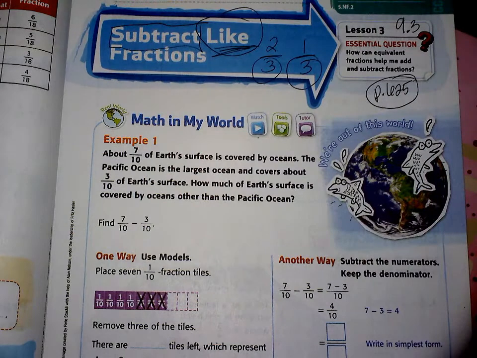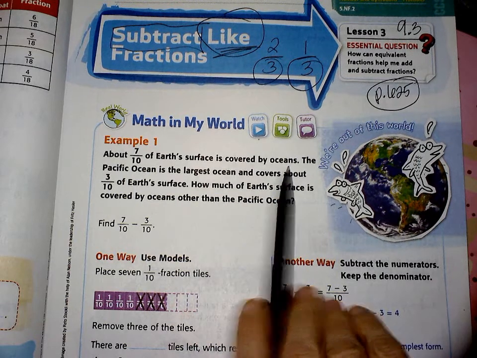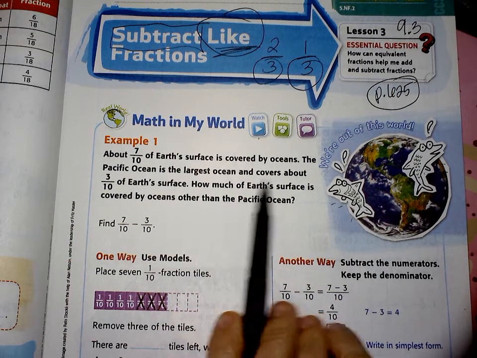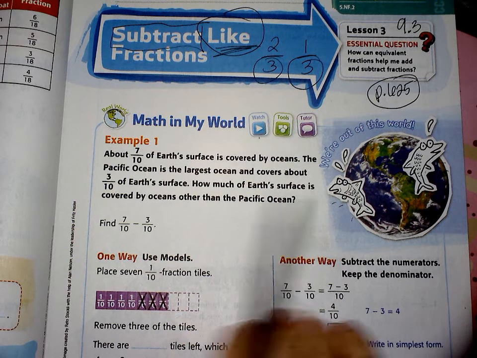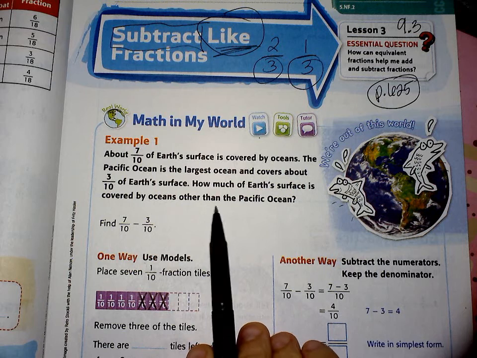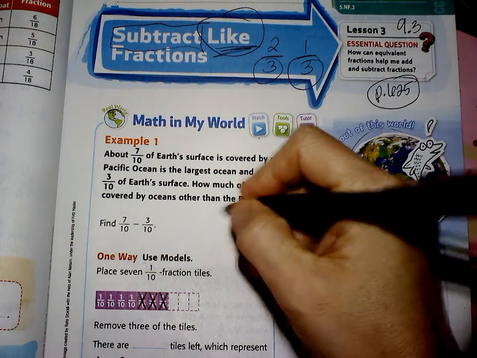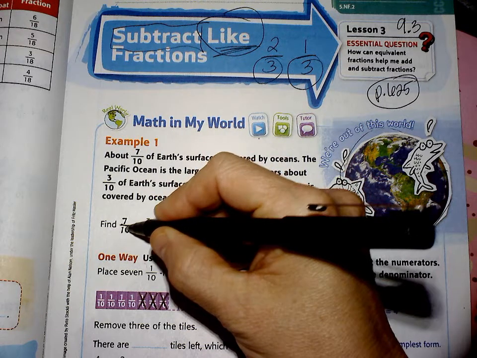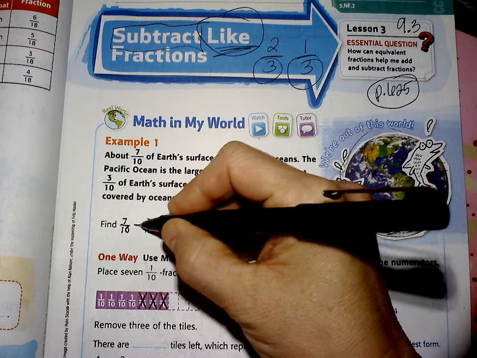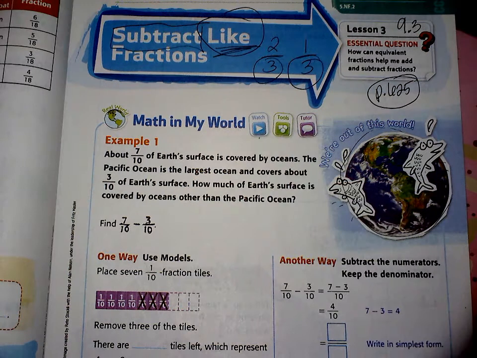And let's jump in. It says, example 1, about 7/10 of Earth's surface is covered by oceans. The Pacific Ocean is the largest ocean and covers about 3/10 of the Earth's surface. How much of the Earth's surface is covered by oceans other than the Pacific Ocean? So the whole thing, 7/10 of the Earth is covered by water or oceans, and 3/10 of that is the Pacific Ocean. So we're going to subtract.